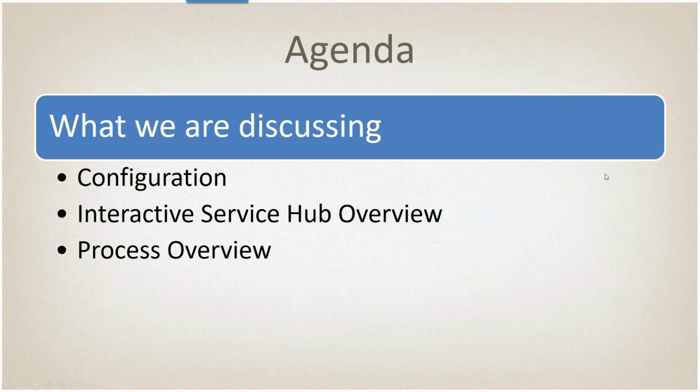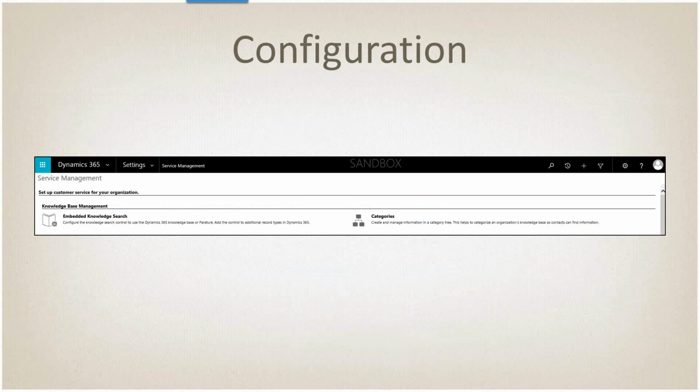Okay. So today we're going to discuss a little bit about configuration. There's a couple of interesting things in there. And then we're going to get into a quick review of the Interactive Service Hub. Like I said, I have a whole webinar on that, so I'm not going to get too deep on it. And then we're going to talk about processes and finally give a demo of a lot of the features here. So the first thing is configuration.